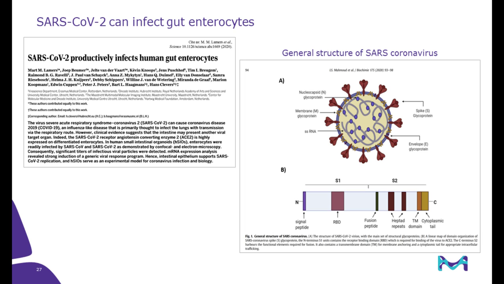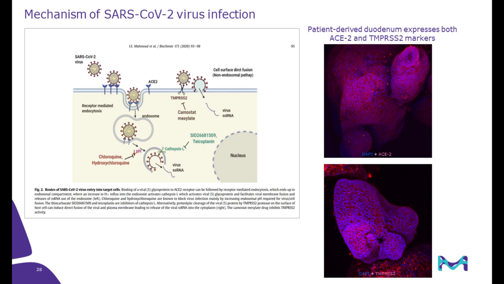Figure 1B shows a linear map of the spike glycoprotein. Its N-terminus S1 contains the receptor binding domain, which is required for binding of the host ACE2 receptor. The C-terminus S2 unit contains a functional element required for fusion. It also contains a transmembrane domain for membrane anchoring and a cytoplasmic tail for appropriate intracellular trafficking.